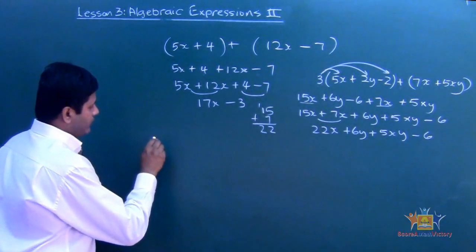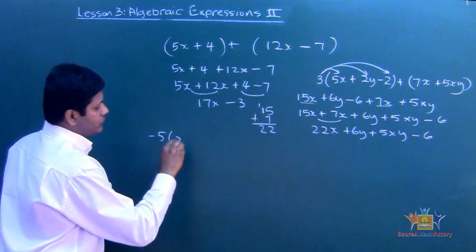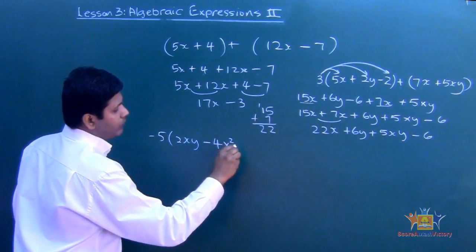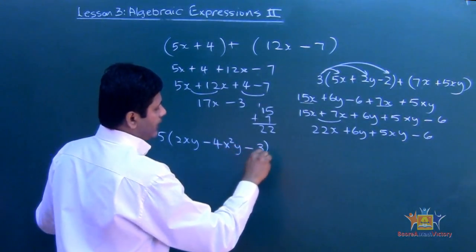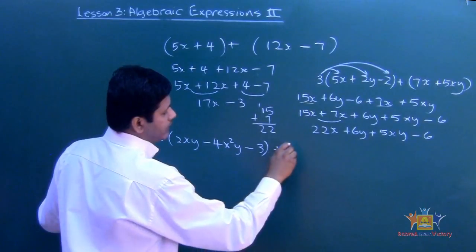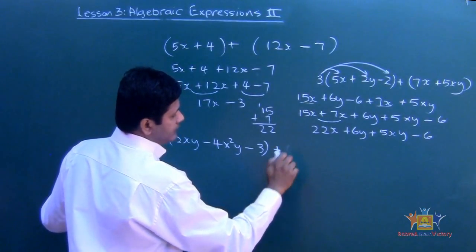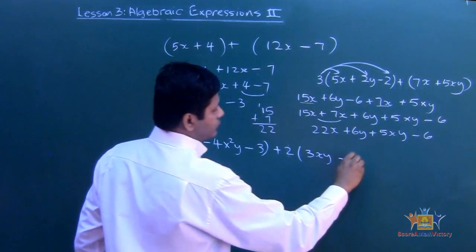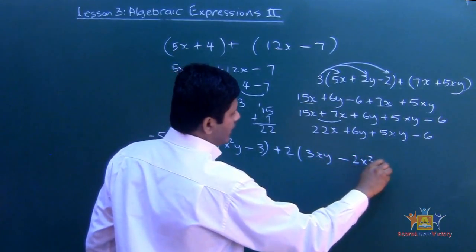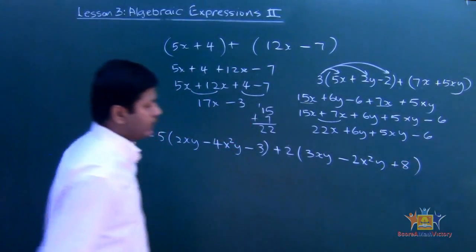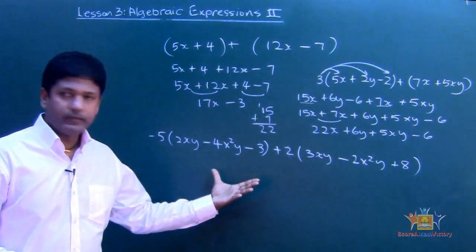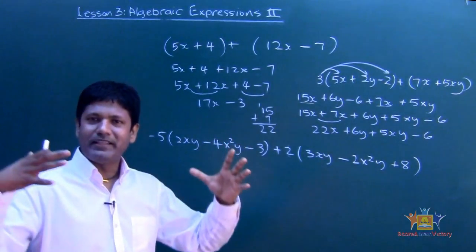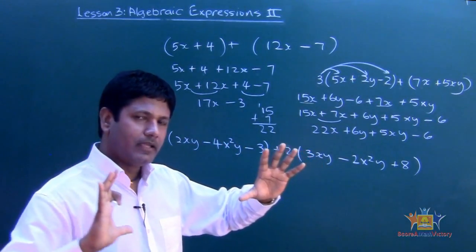Let's say Mr. Mac gives you negative 5 times 2xy minus 4x squared y minus 3, and then I'm going to add that with 2 times 3xy minus 2x squared y plus 8. Should that intimidate you? It shouldn't. It's very easy actually. Let's just use everything that we learned. What's our first step ought to be?